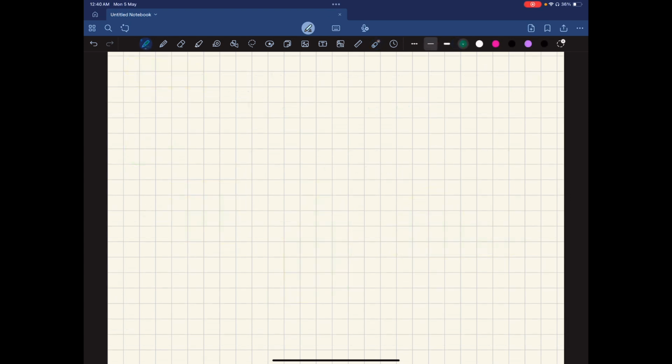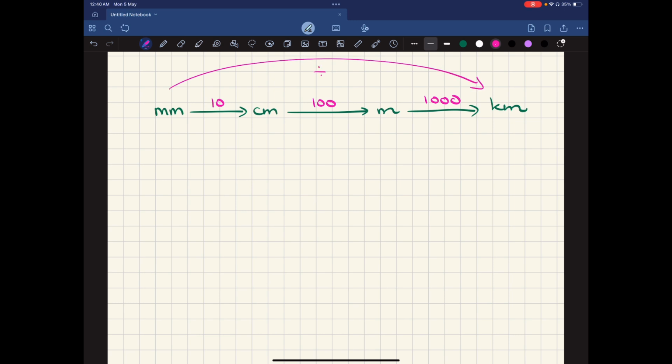But before moving on, just quickly recap the conversion charts that we have covered in class and in my previous videos as well. So what are the conversion units? Millimeters, centimeter, meter, kilometers, right? What are the conversion rates? 10, 100, 1,000. If you're moving forward, you're going to divide. If you're moving backwards, you're going to multiply, right?